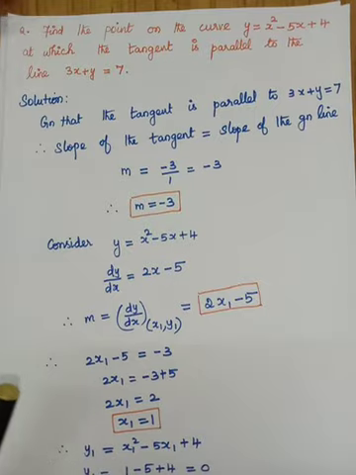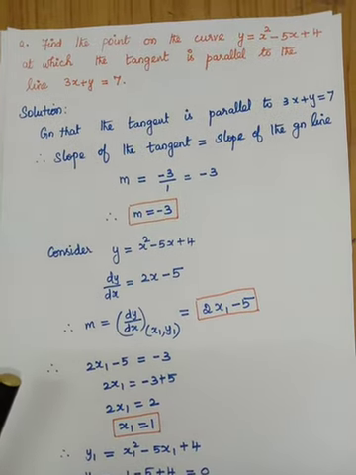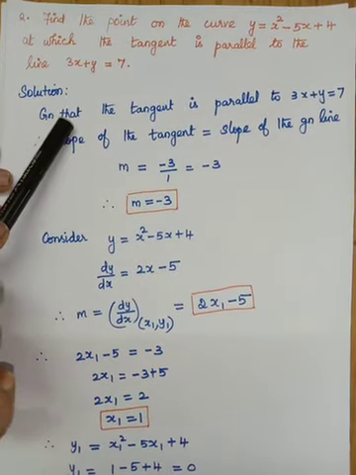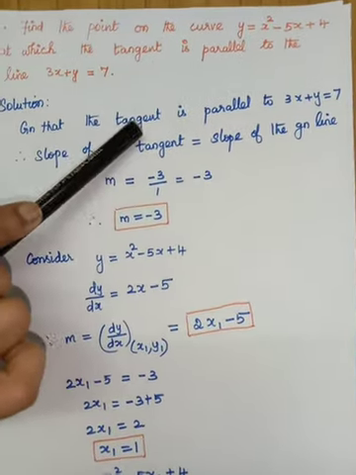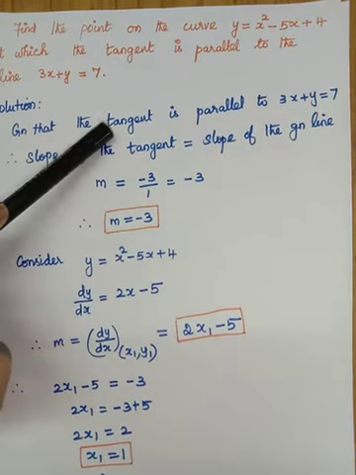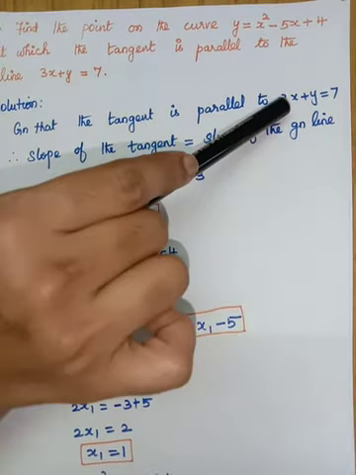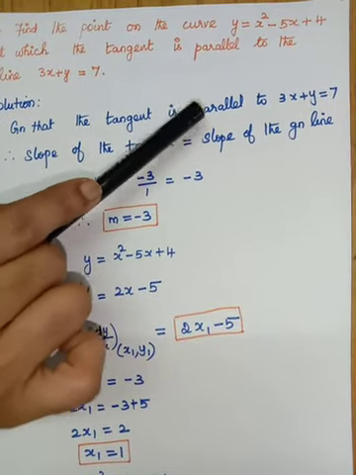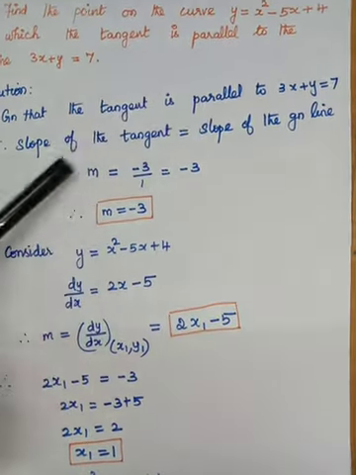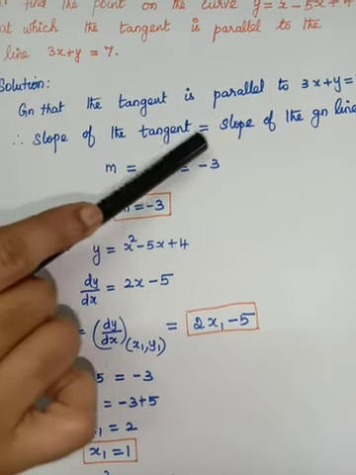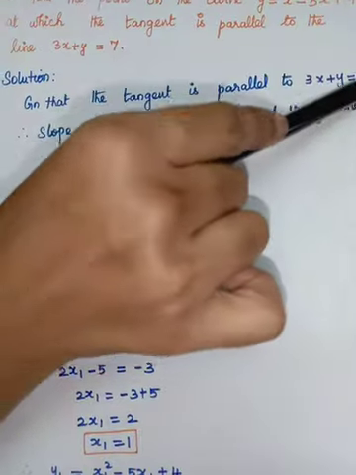Okay, so any two lines are parallel, their slopes are equal. So in your problem, what is given? That the tangent is parallel to the given line. So tangent is also a straight line. So this is also a straight line. So the two lines are parallel. If two lines are parallel means their slopes are equal. So therefore the slope of the tangent is equal to slope of this given line.